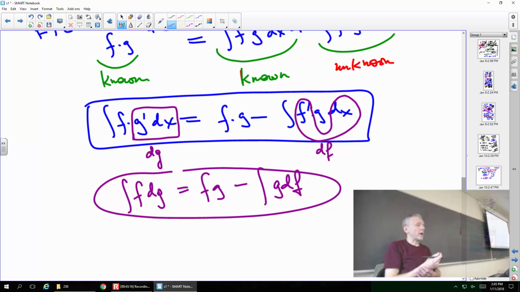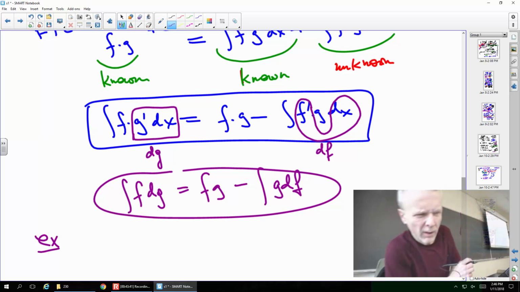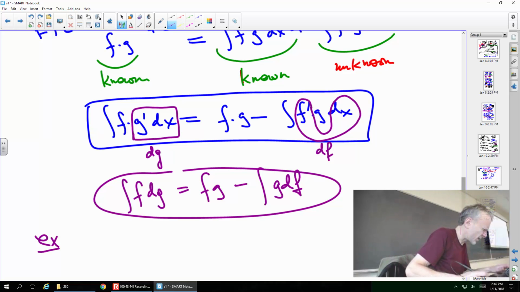So it's another form of the same formula, and it comes directly from the product rule. In fact, you can actually go backwards and recover the product rule from this using the fundamental theorem again. But how can we use this? How can we use it? Let me just do one example of how this works out. Okay, here's one.